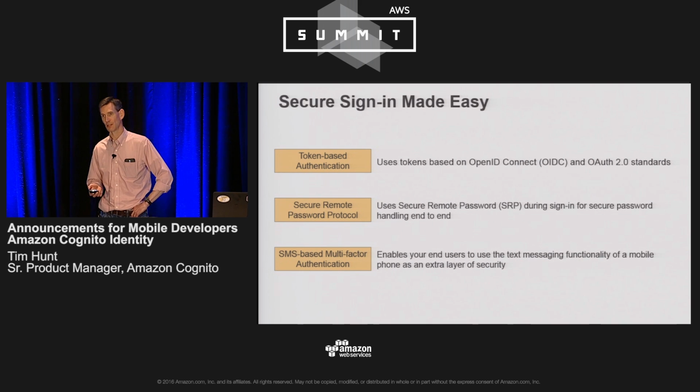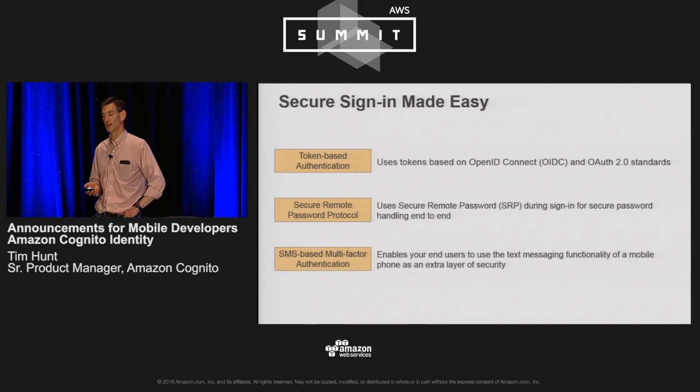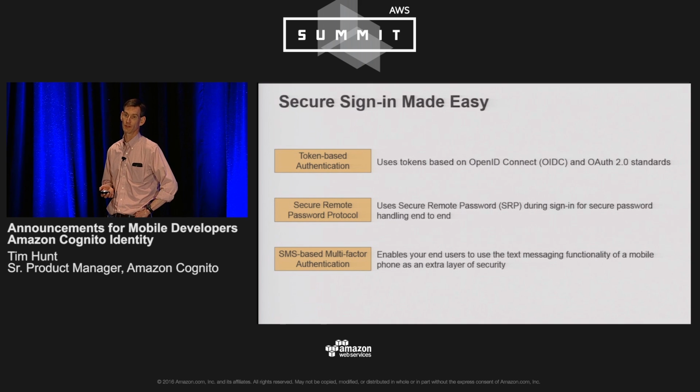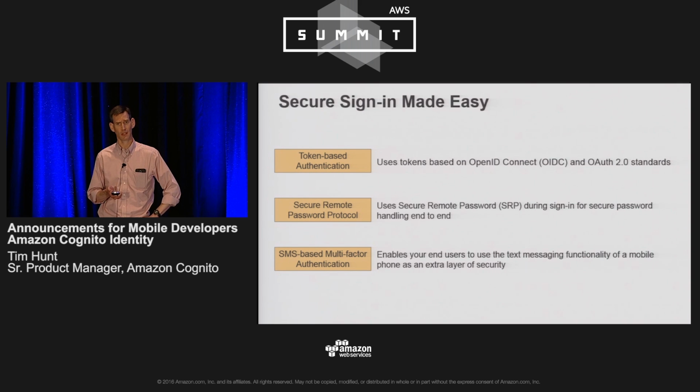I'll keep coming back to security in this new feature because that's really core and it's very important for a user directory. It's based on tokens based on the OpenID Connect and OAuth 2 specifications and standards. It uses SRP, or Secure Remote Password Protocol, during sign-in. If you're not familiar with SRP, that's a way that the client and our service can validate a password without ever having that password passed in plain text back to our back end. So it's secure end-to-end handling of your passwords.